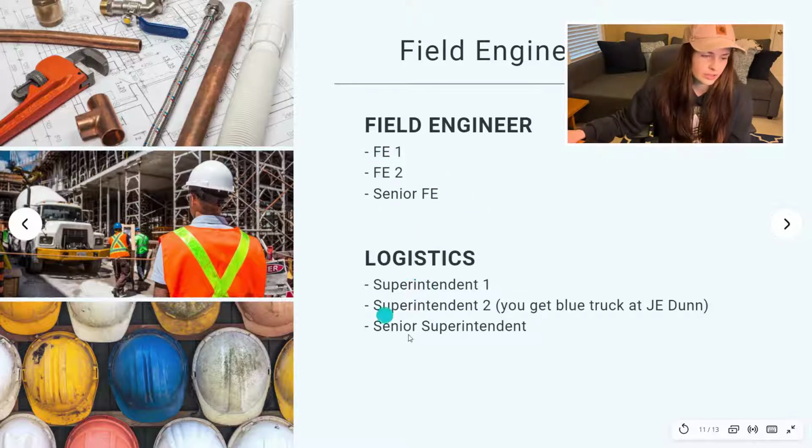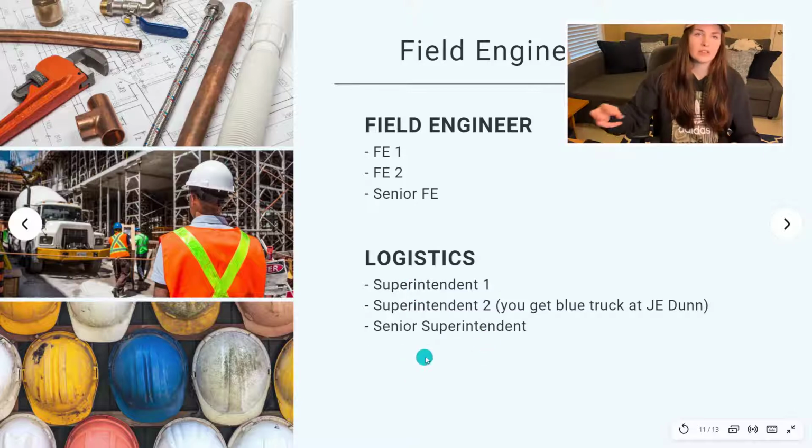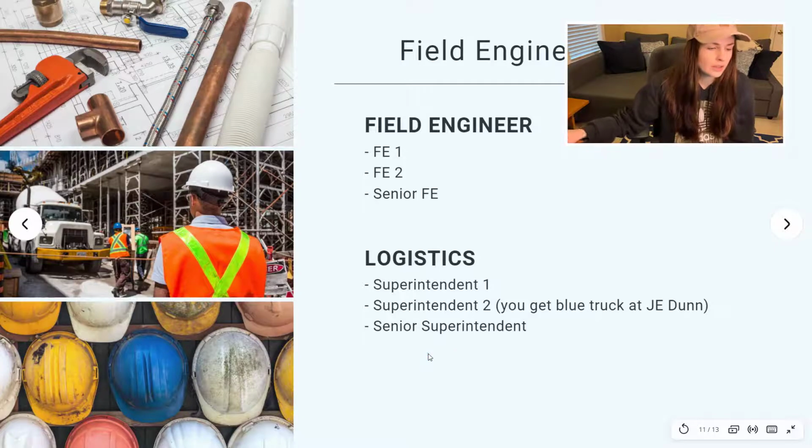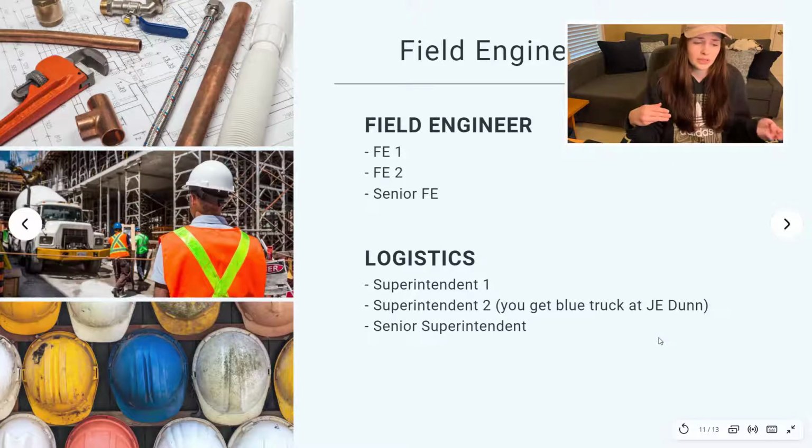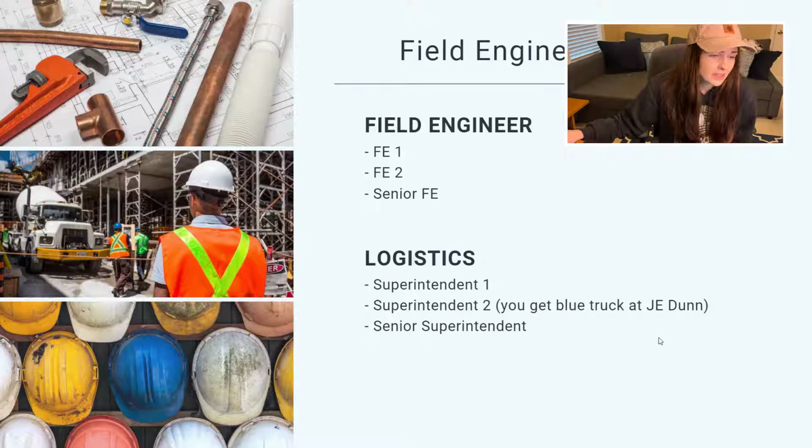As you jump into superintendents, you start to ask more questions, more hard questions. When you hit superintendent 2, you get a big jade and blue truck, at least from what I've heard, so I think that's kind of cool. I have some pictures over here.